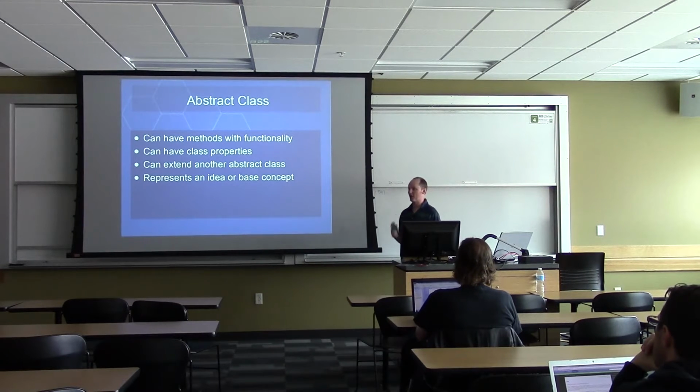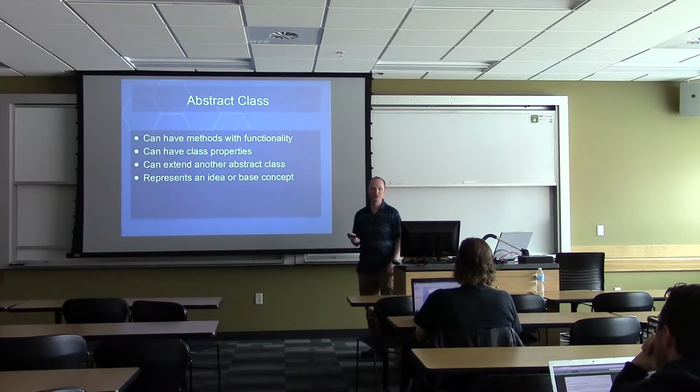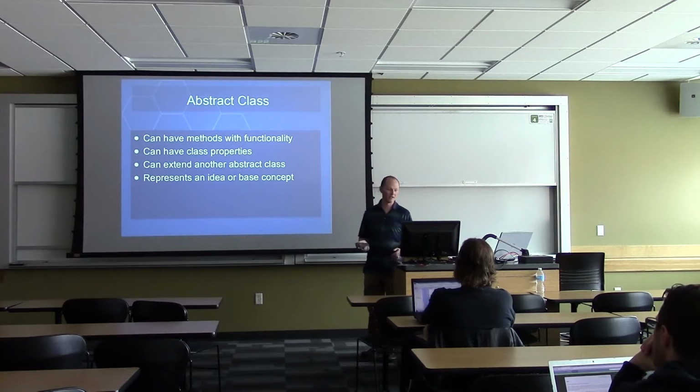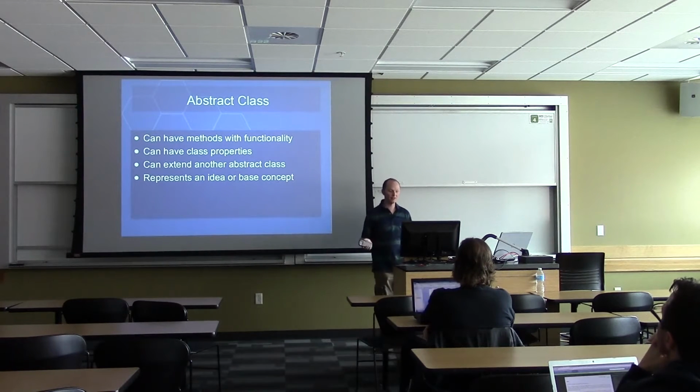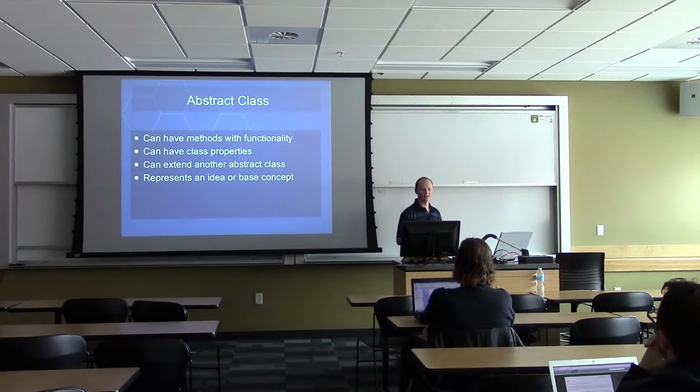An abstract class can have properties. It can have constants. It can have all these kinds of things that a normal class would have. It can have traits, for example. It can implement interfaces. It can extend another class. We'll talk a little bit later about how far we should abstract and how many layers, but know that an abstract class can extend an abstract class. So you have multiple levels there. And this represents a base idea or base concept.